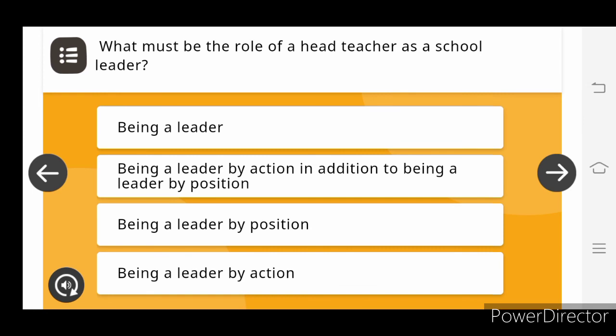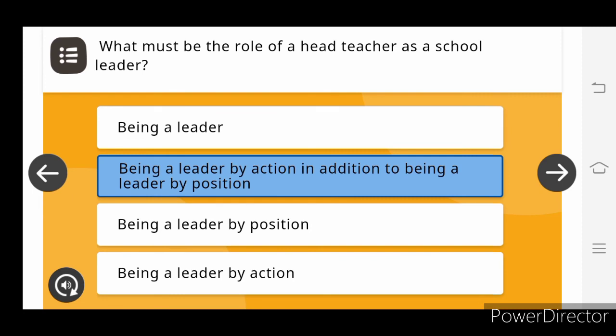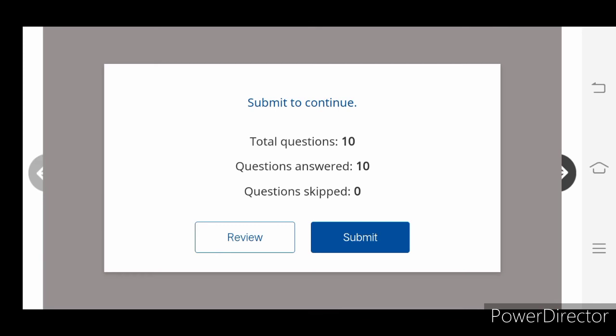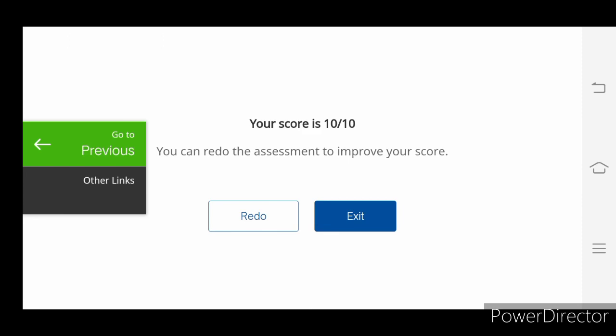What must be the role of a head teacher as a school leader? Being a leader by action in addition to being a leader by position; being a leader by position; being a leader by actions. So we have here the second option, being a leader by action in addition to being a leader by position. Then we have completed: total questions 10, questions answered 10, questions skipped 0. So let's see the submit and result. 10 out of 10. Congrats.